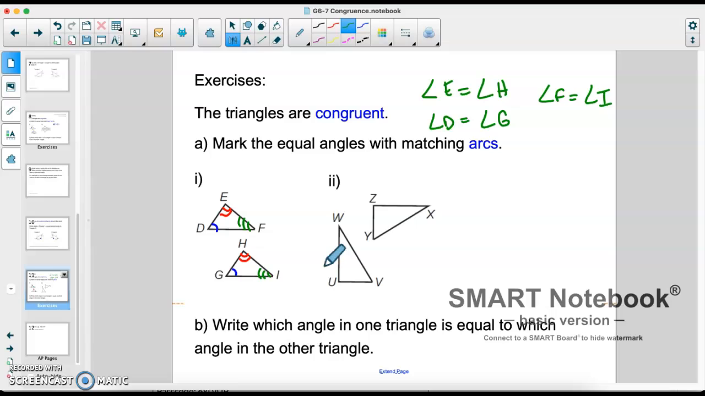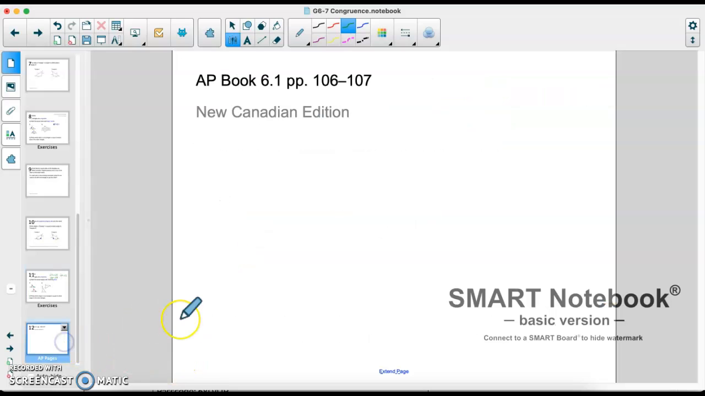And so that's really all you need to know for this lesson. You can take that stuff and work on the practice, which is page 106 and 107 in your workbooks. I hope that's been helpful and a good refresher on congruence.